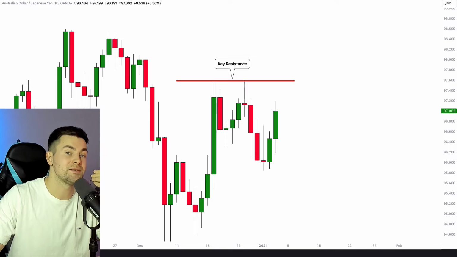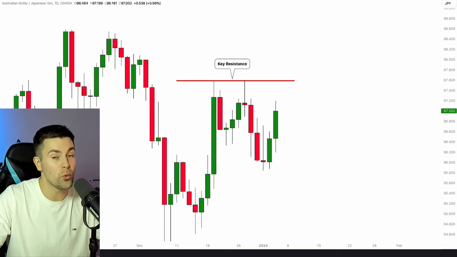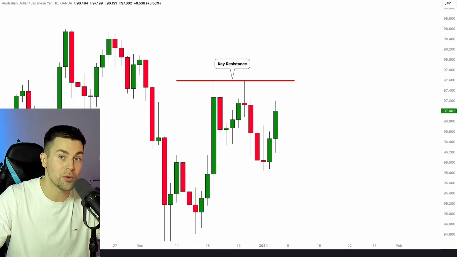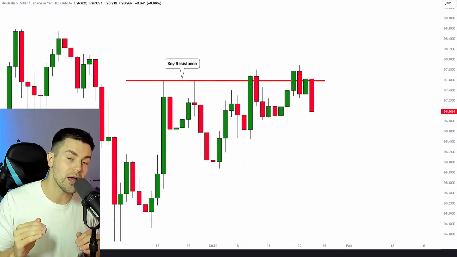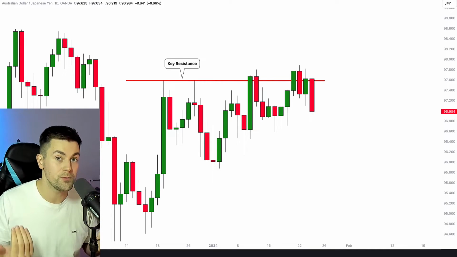Such a structure is not a key level anymore, and you should not rely on that in future. Here on Aussie Yen pair, we can see a key horizontal resistance, the resistance that was respected 2 times in the past, and from where we saw 2 significant bearish reactions. However, you can see that with time, that resistance lost its significance, and the market stopped reacting to that.